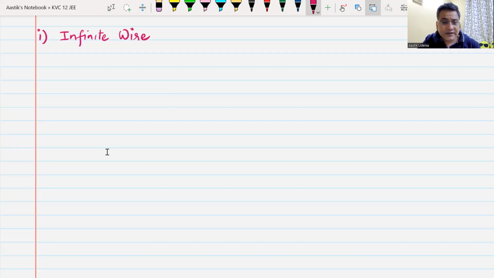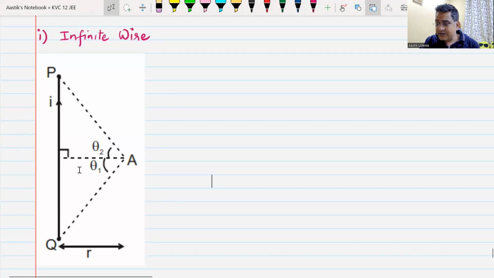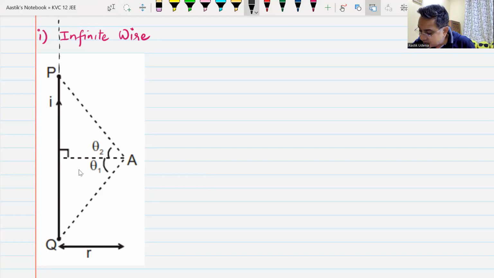What difference does it make? If the wire becomes infinite, it does not have any end point. This point P does not exist. The wire just keeps on going like this in this direction. The wire is coming from infinity in this direction. Do we understand infinite wire?